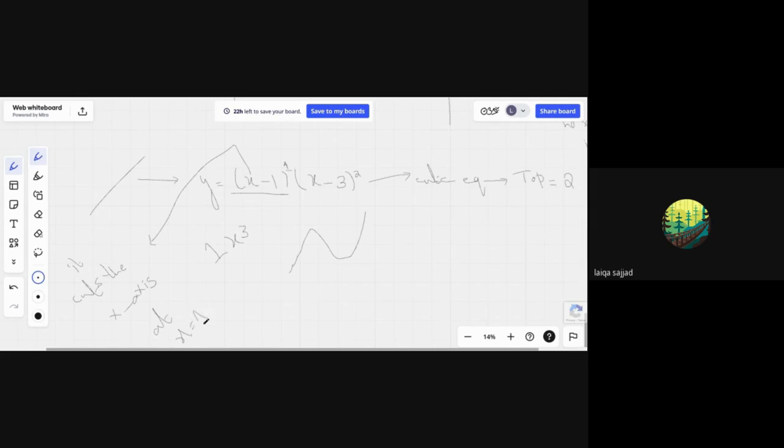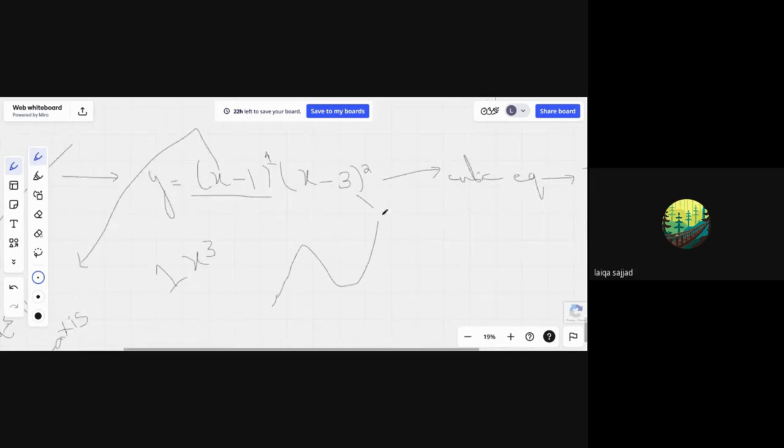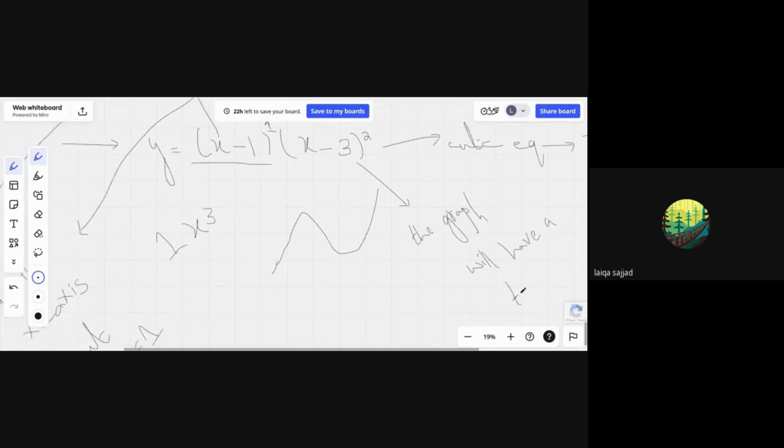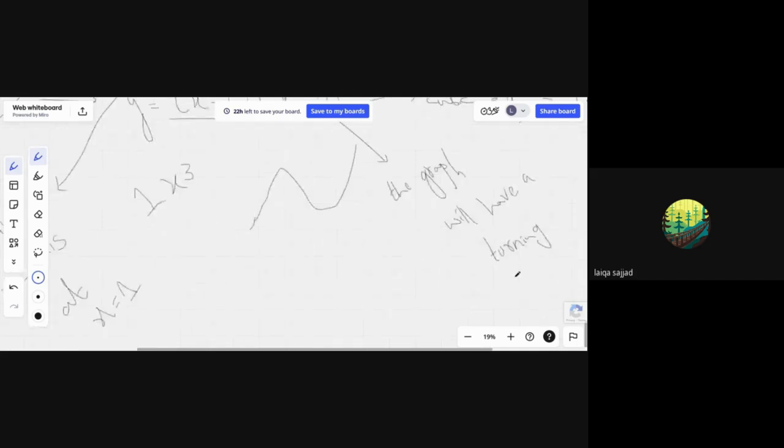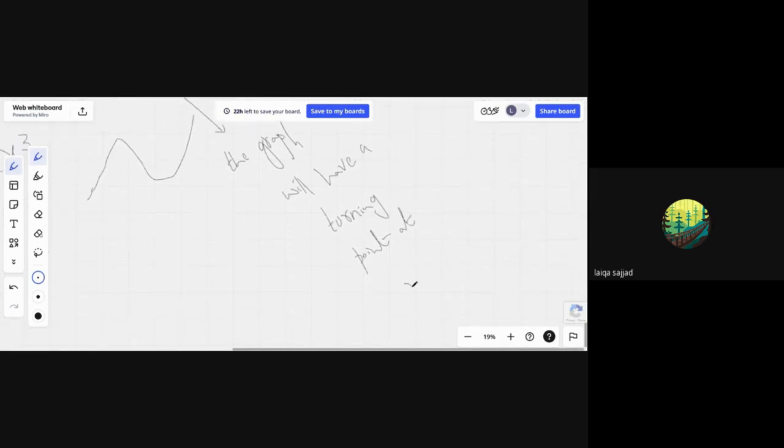But when you see a factor which has a power of 2, just like we have in this case, it indicates that you will have a turning point at this point. It means that the graph will have a turning point at x equals 3.